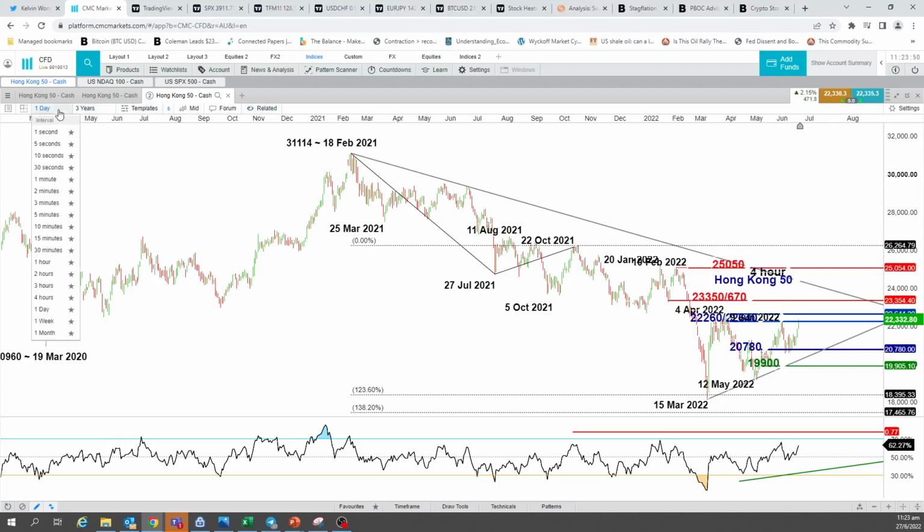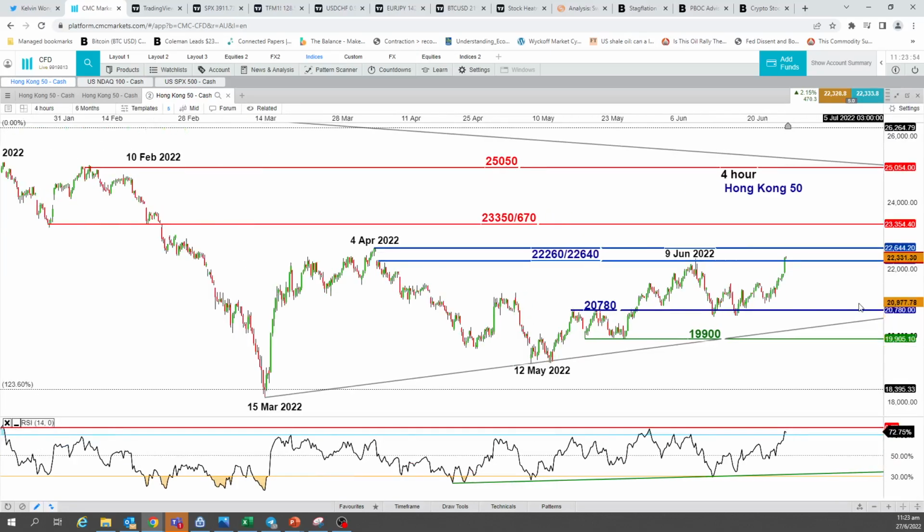All right, back to the 4-hour chart. So now if we have a 4-hour close below 2070, 7080, then we could see a drop towards 19,090 and also close to the 12th of May swing low area at this 19,200 region level. All right, so neutral for now on the Hong Kong 50 index.